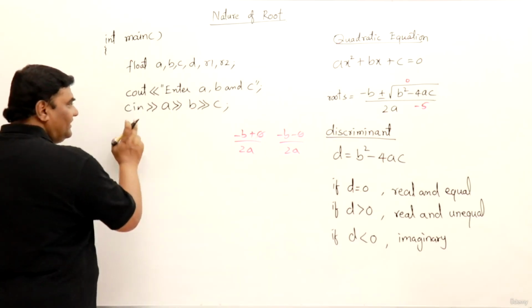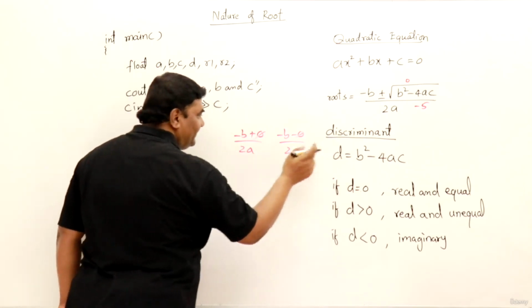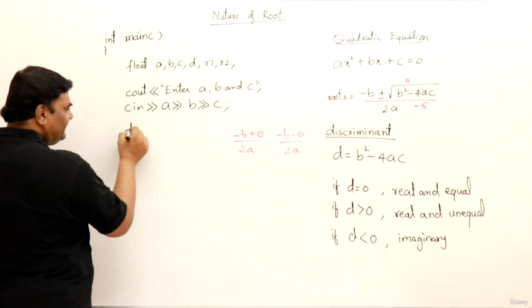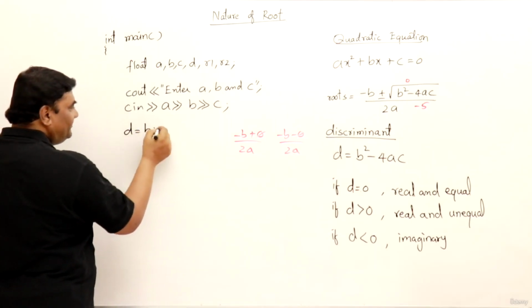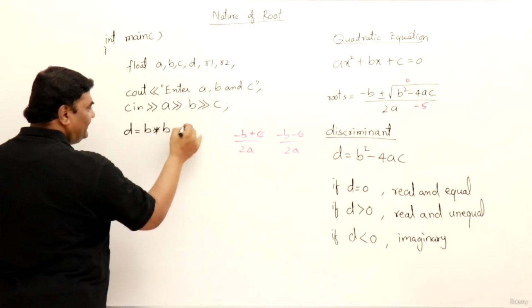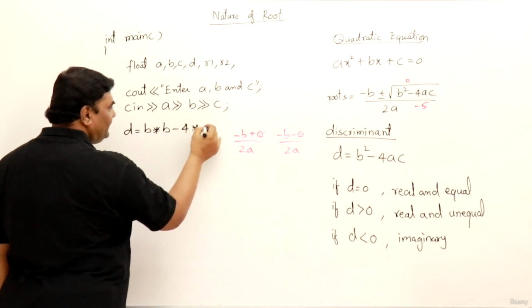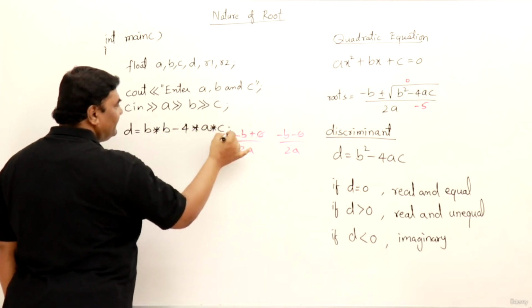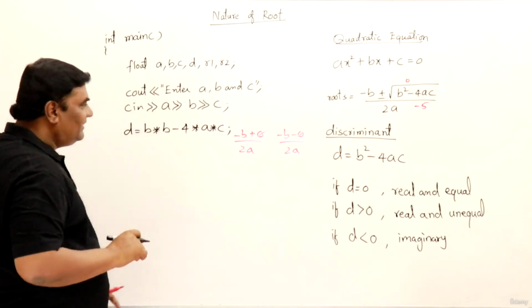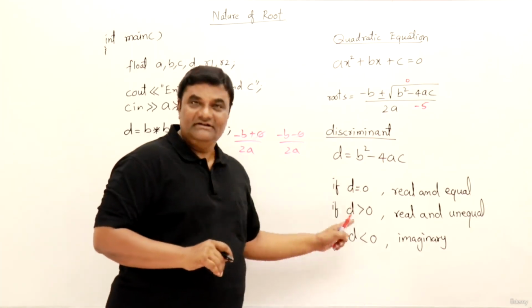Then here first of all I should find out the discriminant. So let us find out the discriminant. D is assigned with b square, that is b into b, minus 4ac, that is 4 into a into c. We got the discriminant. Next, now I have to write if and else.